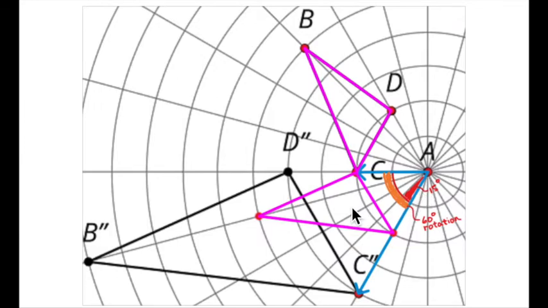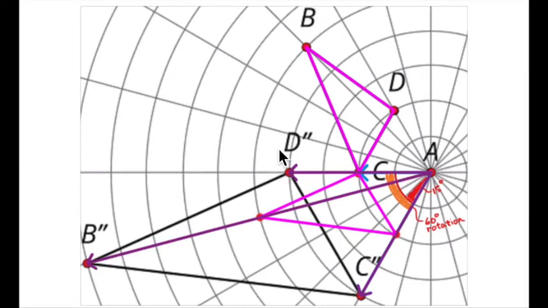And now, can you dilate this figure to match figure C prime, B prime, D, B double prime, C double prime, and D double prime? And in fact, you can. Each of these lengths are twice as far. So if you go from the center of dilation out to each vertex, for the smaller triangle, that's 1 unit. And if you double that, this is 2 units. So it's a scale factor of 2.